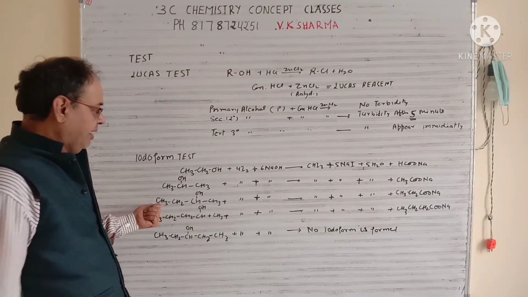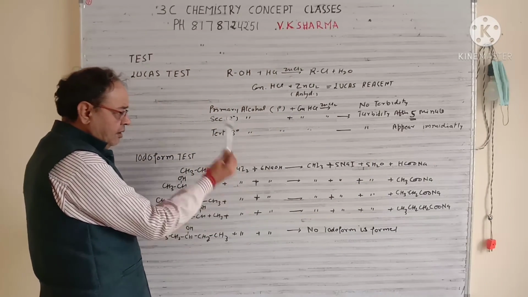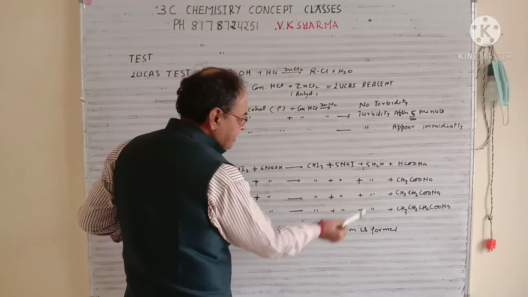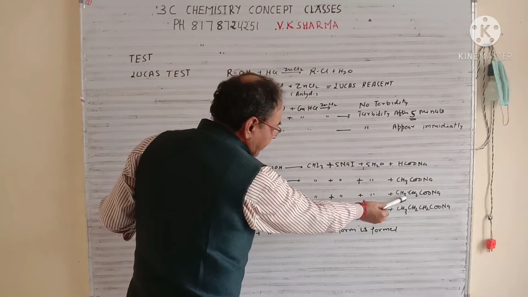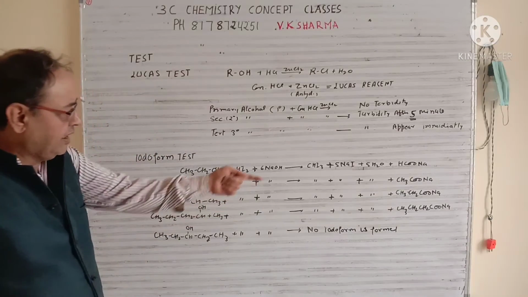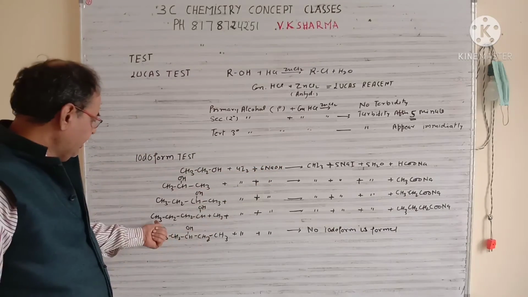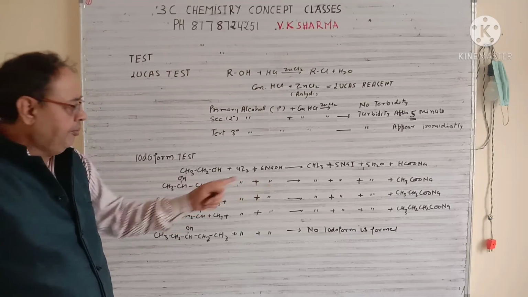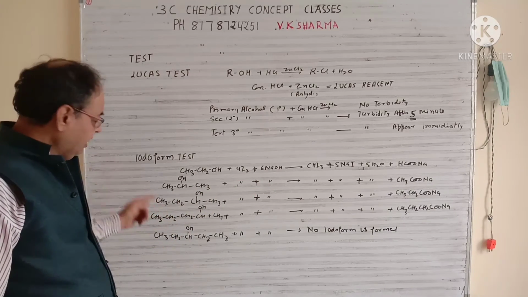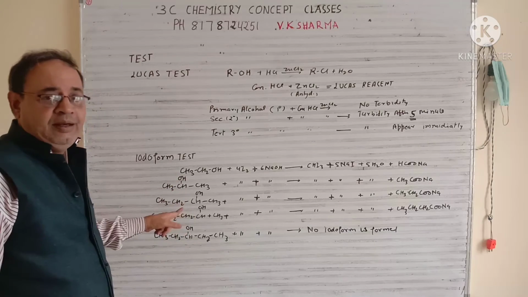Same way with 4 carbons, all are the same. NaOH is the same, iodoform is the same, NaI is the same, water is the same. Only 1 carbon less COONa. So here is a 4 carbon, so there will be a 3 carbon sodium salt. So that is sodium propanoate. Same way here 5 carbons, sodium butanoate. So the number of carbons may be anything, but the OH group should be on the second position.